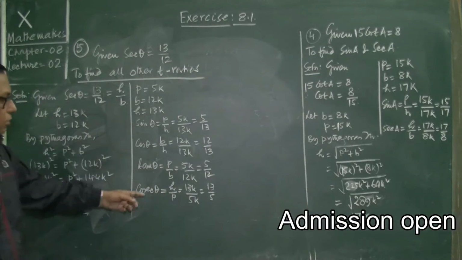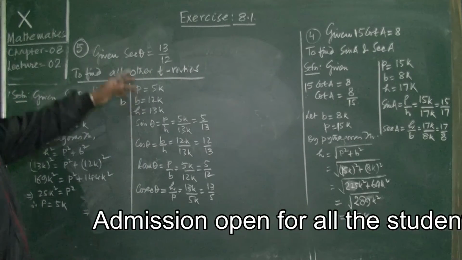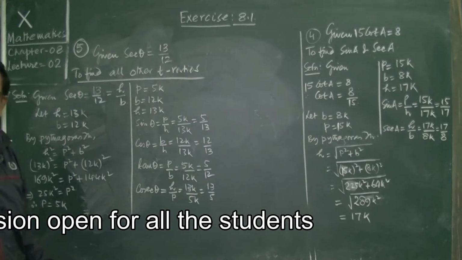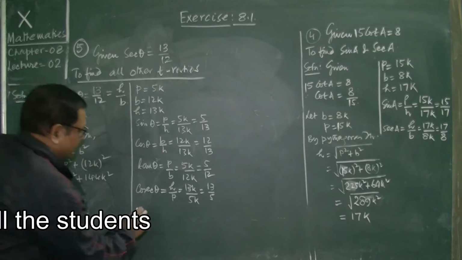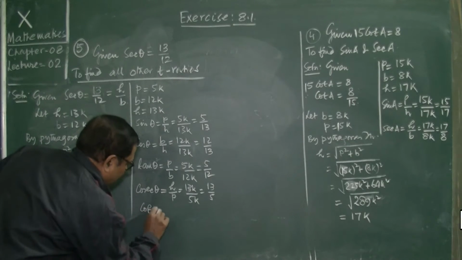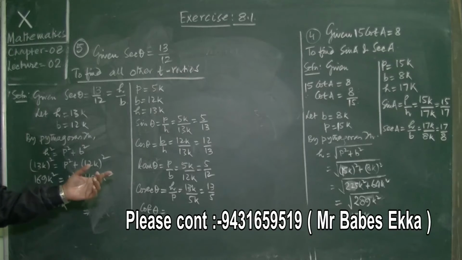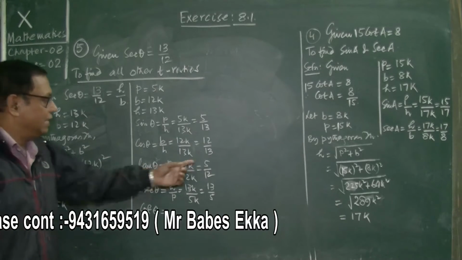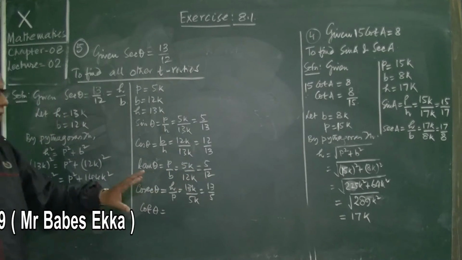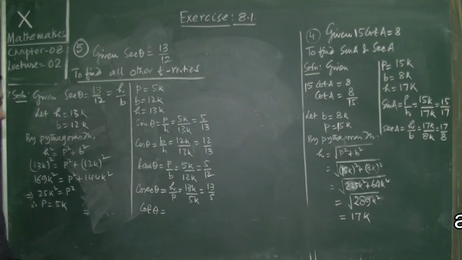See, sine theta and cosec theta are reciprocals. Sec theta is already given, we are not bothered about sec theta. And the last one is cot theta. Again, I would like to tell you, cot theta is the reciprocal of tan theta. Therefore, tan theta is 5 by 12, so cot theta will be equal to 12 by 5.